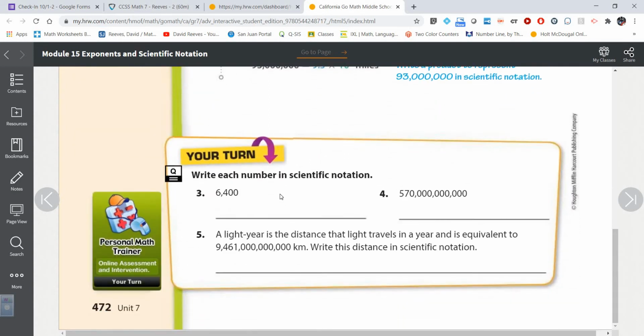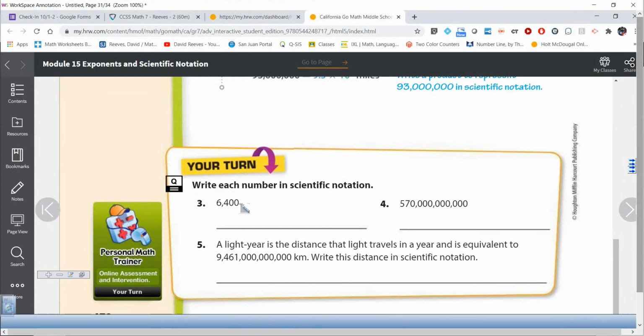So it says write each number in scientific notation. So here's where my decimal is on these, right? I'm going to go 1, 2, 3 places, again, because 6.4 is greater than or equal to 1, but less than 10, times 10 to the, how many places did I go? 10 to the 3rd.